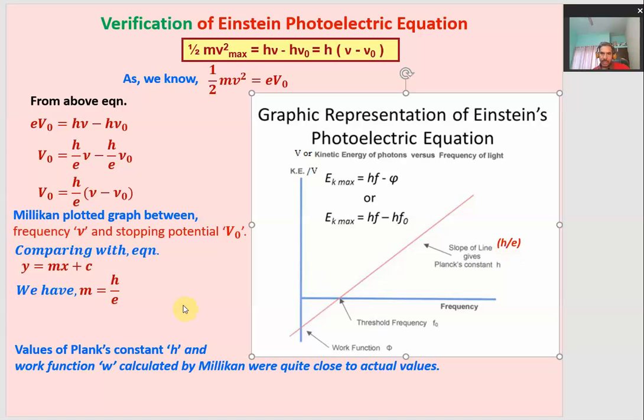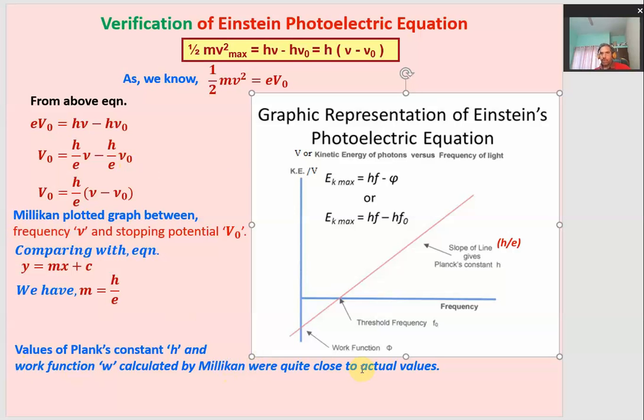He found that the value of h was quite accurate as known. Then he calculated the value of work function by multiplying this ratio h upon e with the threshold frequency. So whatever the value has come for the work function, it was very close to the actual values.